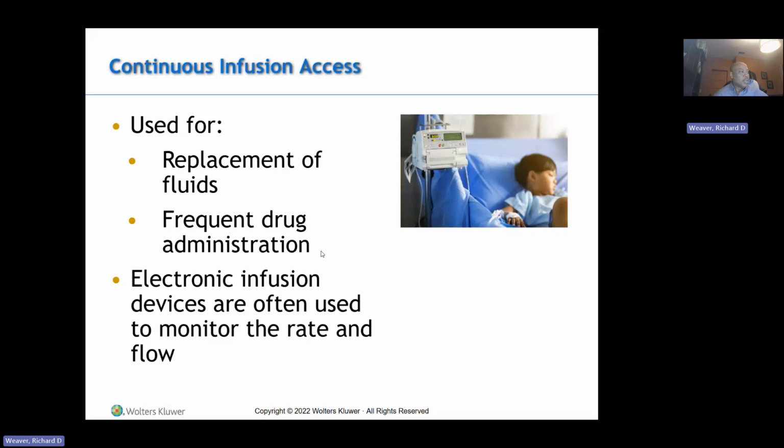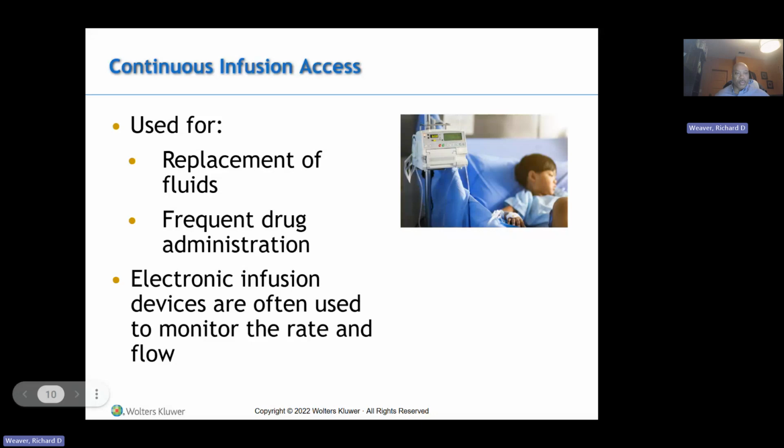Drug administration. Also, electronic infusion devices are often used to monitor the rate and flow. You guys are learning how to do this manually now, and unfortunately, if you don't use it, you lose it. When you get into facilities these days that have these pumps, you can program the pump to give the drip rate that you want, because it'll have all that information on the label. But you still have to learn it, which is a good thing.